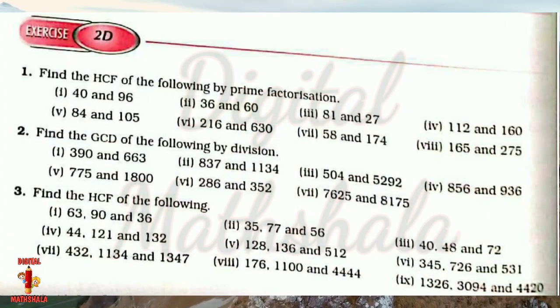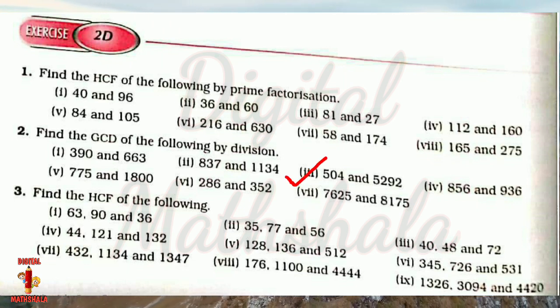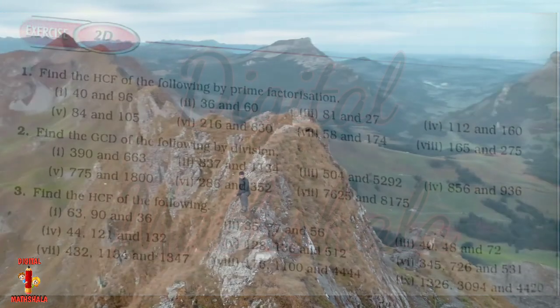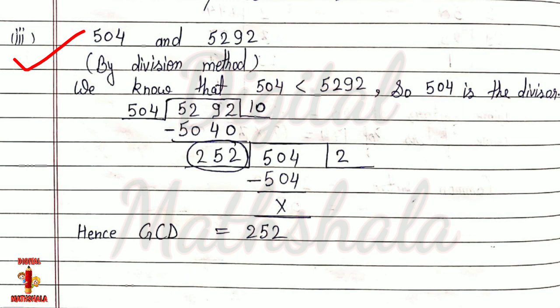Now we will solve the next option, option number 3. So here question number 2, option number 3 is to find the HCF or GCD of 504 and 5292. So let's see how we will find out this. So in this part 504 is given and 5292 is given. So we will try to find out the GCD of the given numbers by the division method.